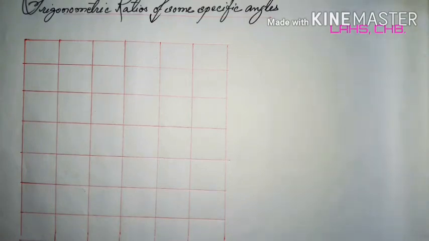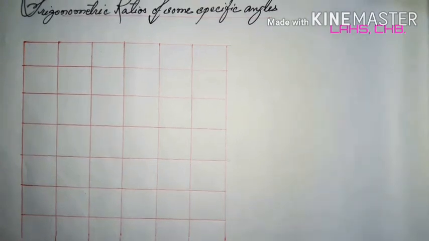It has been observed, while attempting sums related to the values of different trigonometric ratios, that maximum students get confused, and confusion creates error. That is, if you don't know the exact value of different trigonometric ratios, you won't be able to solve the sum properly. So let us start our video.